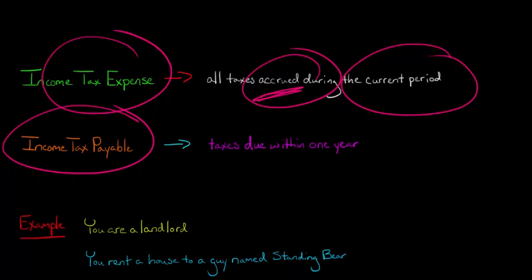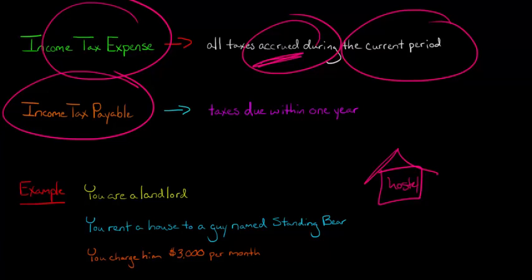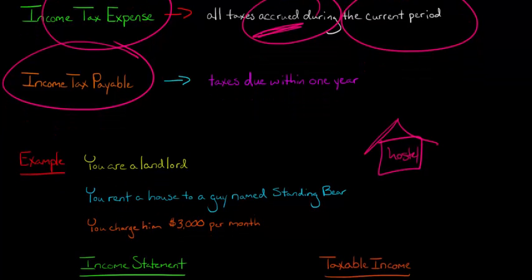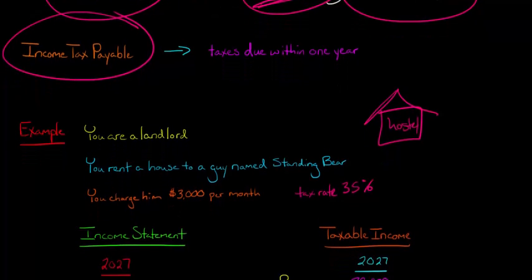So let's say that you're a landlord and you rent out a house to a guy named Standing Bear, and he's going to take this house and make it a hostel for Appalachian Trail thru hikers. You rent him this house and you charge Standing Bear $3,000 a month rent. Now, let's say your tax rate is going to be 35%. And so we're going to figure out your income tax expense and your income tax payable for this first year.